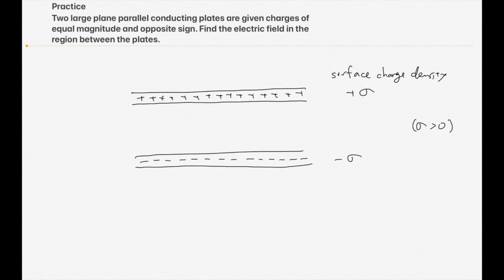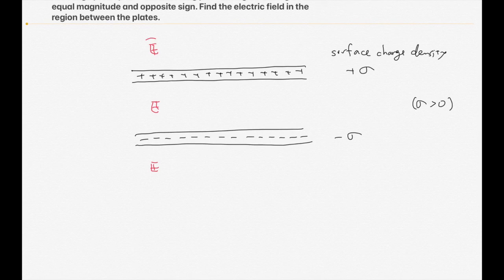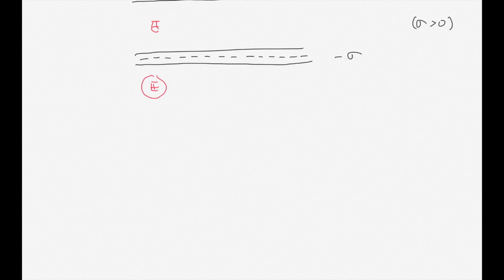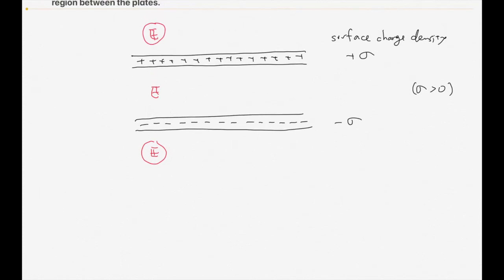So we could consider the electric field above the upper plate, the electric field between the two plates, and the electric field below the lower plate. First of all, we'd like to consider these two electric fields. Then we apply Gauss's law. First of all, we'd like to consider the cylindrical surface.